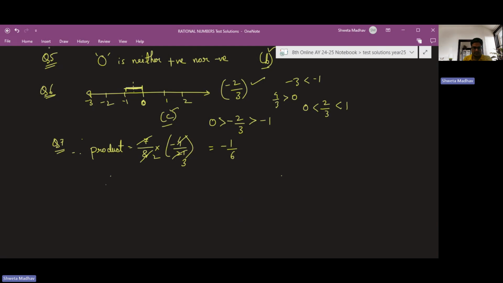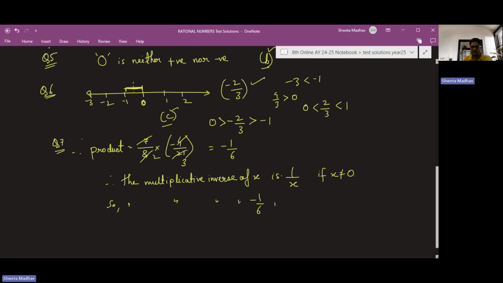So we know that the multiplicative inverse of any number x is 1/x, if x is not equal to 0. So I can say that the multiplicative inverse of -1/6 is 1 by -1/6, which is equal to -6. So -6 is the answer. Hence I can say none of the options is correct in this case.